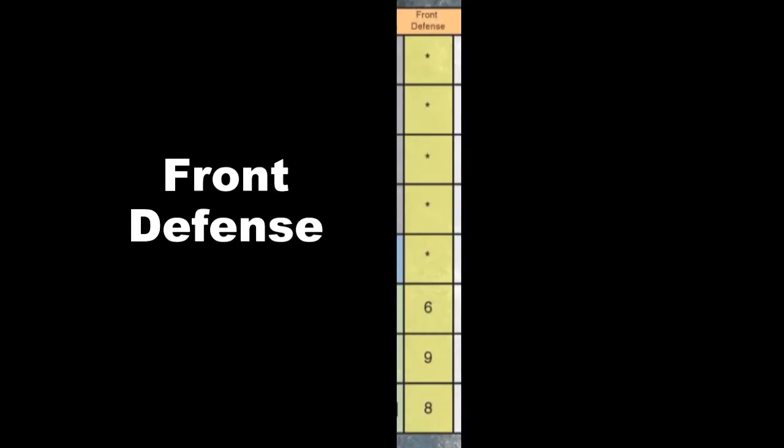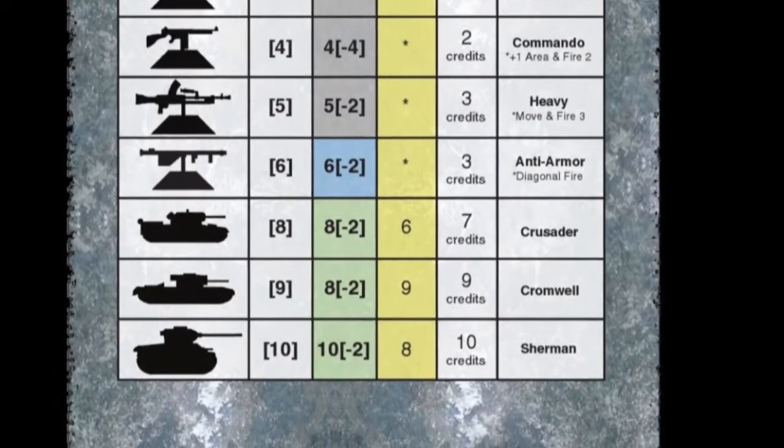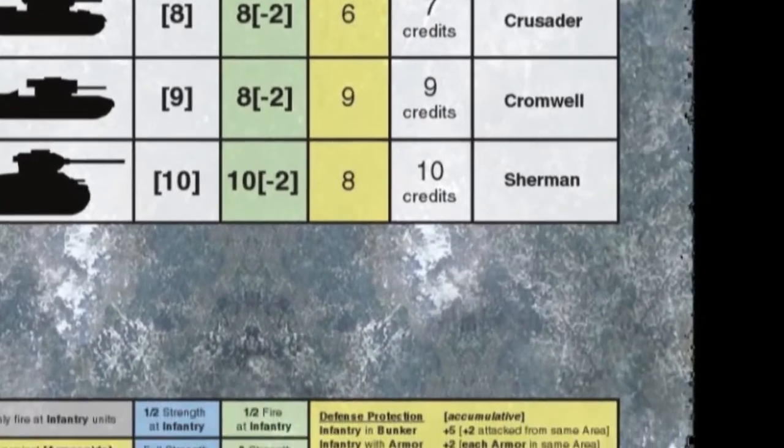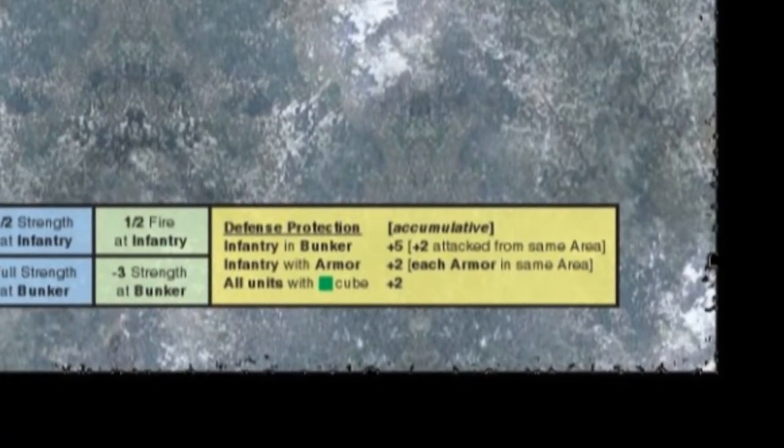The next column over is the defense factor. As you notice, the infantry don't have any defense, and the armor unit shows their front defense there. The infantry units get their defense from the bottom right corner of the card. As you'll see, their defense will be a +5 when they're in the bunker. They're +2 when they're with armor, and they have a +2 defense when they're with the green cube.